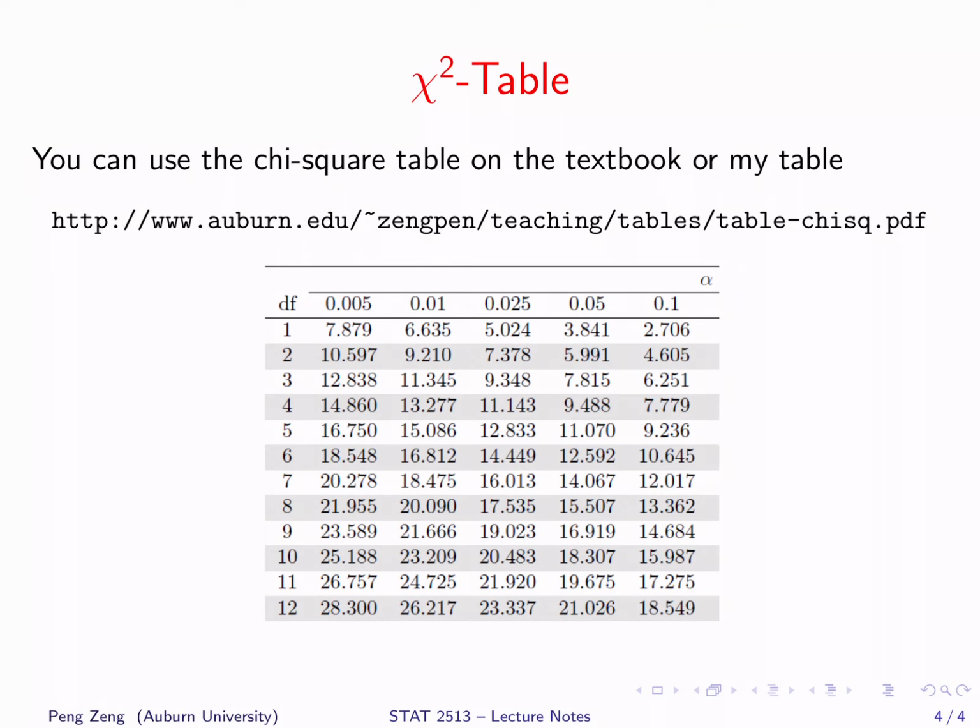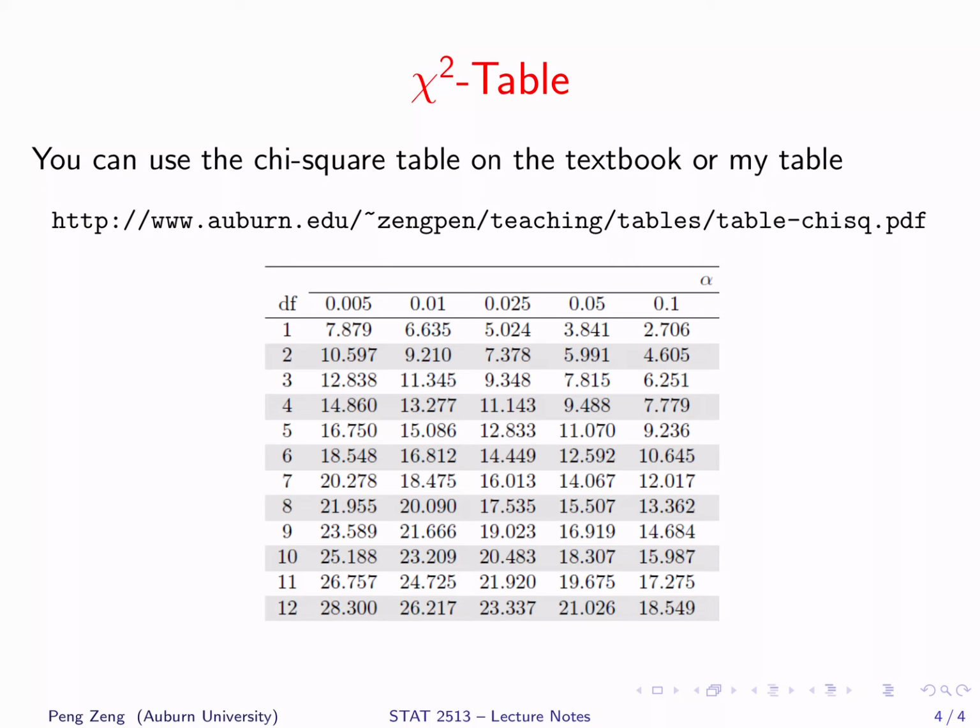We can also use a table to find chi-square alpha, the upper tail percentile. We can use the table in the textbook or my table at this link. The slide shows a portion of my table. Each row corresponds to different degrees of freedom, and each column corresponds to a different value of alpha.